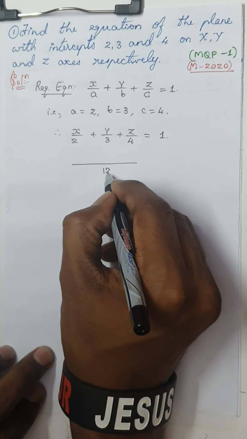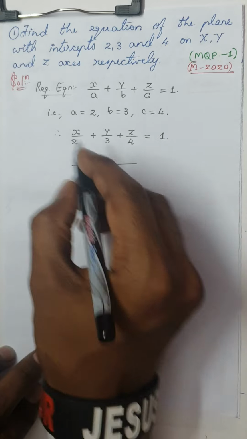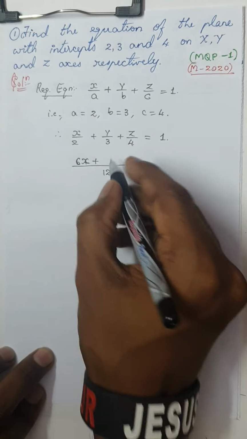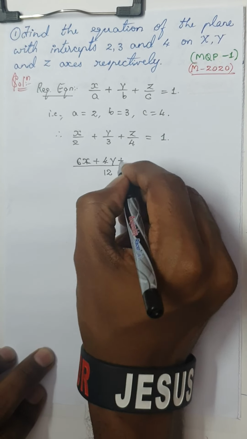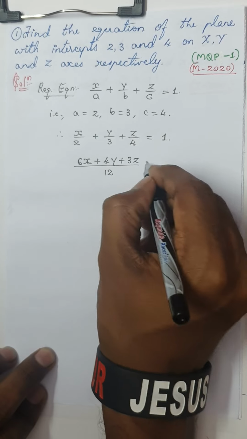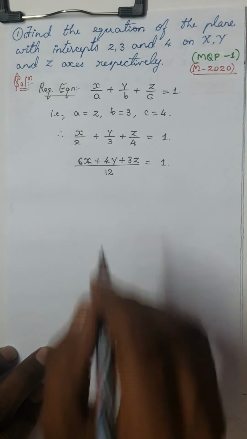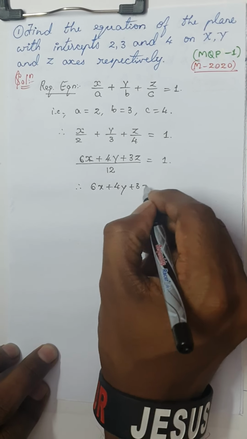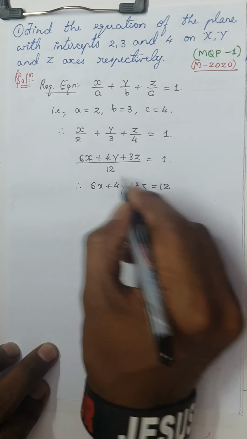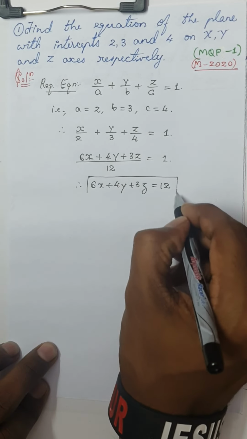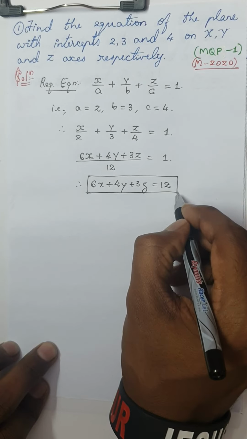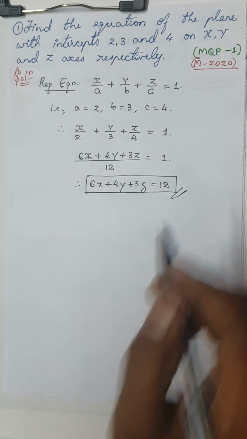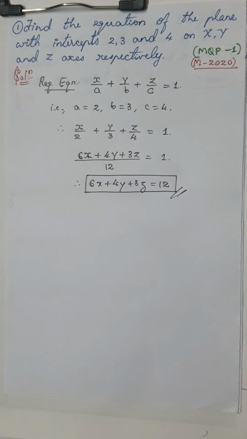Let me take the LCM here. The LCM of 2, 3 and 4 would be 12. So 2 sixes are 12, so it is 6x, plus 3 fours are 12, so it is 4y, plus 4 threes are 12, so 3z is equal to 1. So cross multiply. Therefore 6x plus 4y plus 3z is equal to 12 is the required equation. Or else you can take 12 to the left hand side and write 6x plus 4y plus 3z minus 12 is equal to 0. But whatever it is, this much is enough for you to get 2 marks also.